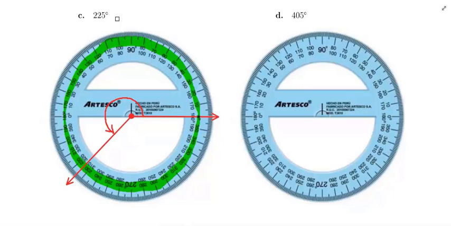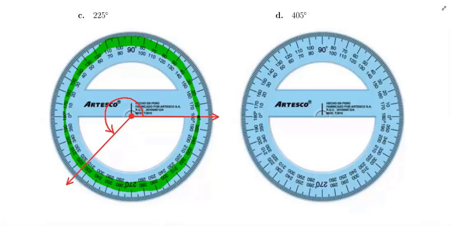Part D, we're going to try to draw a 405-degree angle. Okay, and you might be wondering, well, how am I going to do this? Because the protractor only goes to 360 degrees. Okay, you can do this. You can make angles as big as you want. You can have a 1,000-degree angle. You can have a 1,000,000-degree angle. Angles don't stop at 360 degrees. Okay, so let's talk about how we would do this.